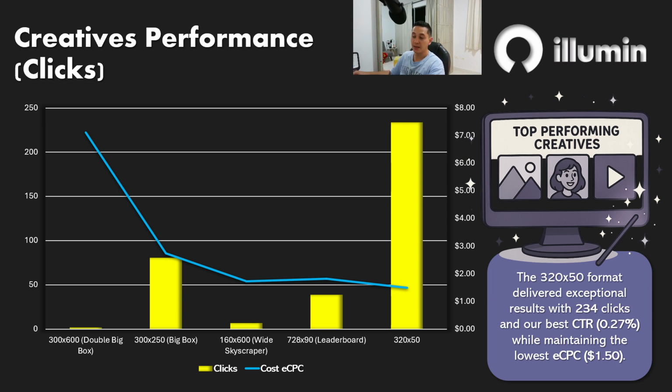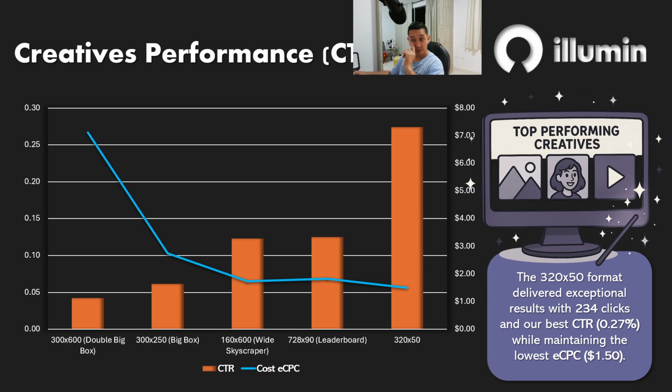Let's examine the click-through rate, or CTR, performance to see the dramatic efficiency differences between the formats. So as you can see here, the CTR comparison makes the opportunity crystal clear. The 320 by 50 format delivered a click-through rate of 0.27%, nearly 5 times higher than the worst performing format, and 93% higher than the campaign average.